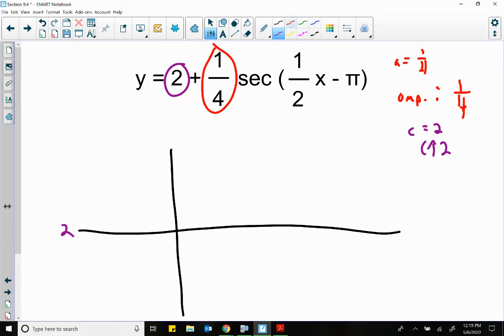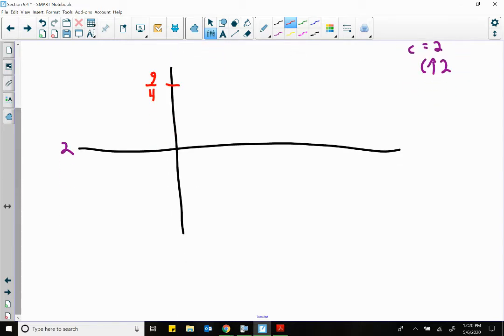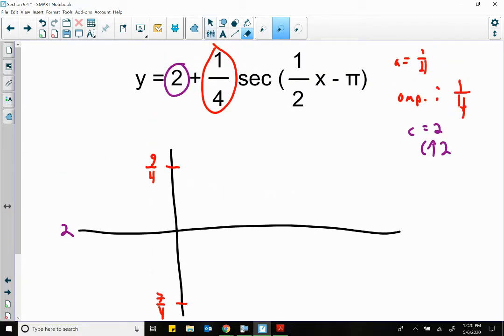And now we can figure out the amplitudes. So 2 plus a fourth will be 2 1/4. Or in other words, that would be 9/4. 2 minus a fourth would be 1 3/4. Or that would be 7/4. So there's the top and the bottom of our amplitudes. Okay? Now, we'll deal with that here in a second.